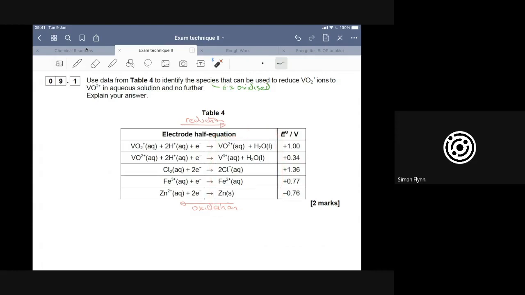All right. And then the other thing, and again, you've got to remember this, but it's in my notes. Positive is oxidizing. Negative is reducing. So we're looking at the most negative one, and we've said it has to be on the right-hand side. So it's zinc.